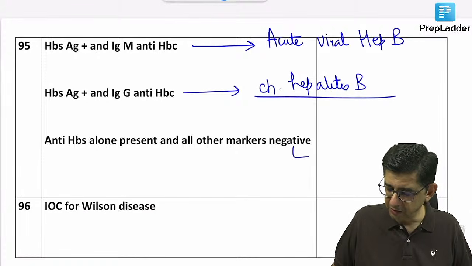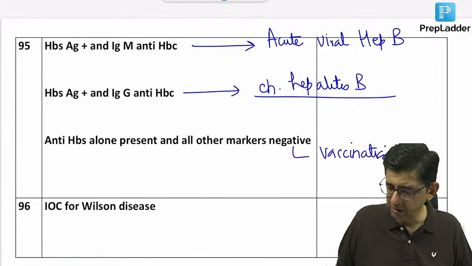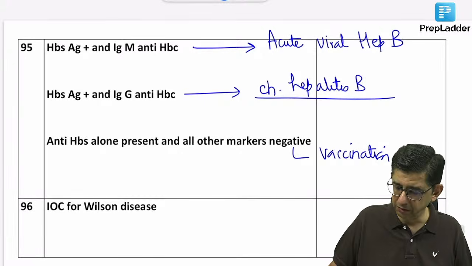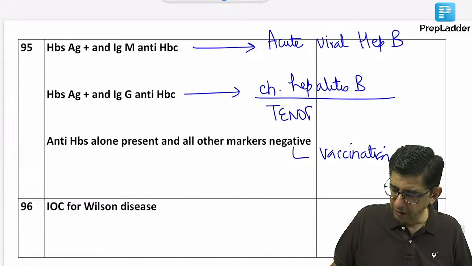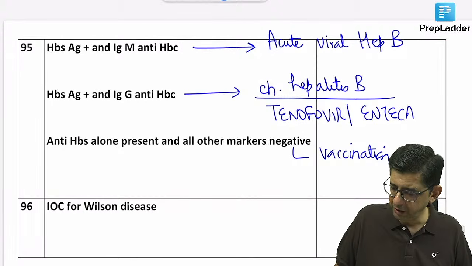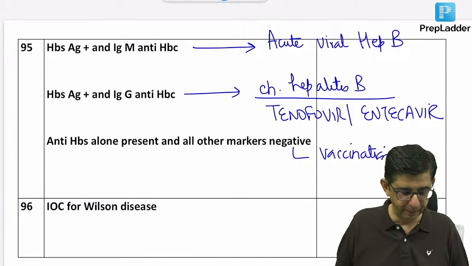Yeah, the last one is vaccination. That is understandable: everything is negative, but the person has anti-HBs present. That would be vaccination. For management, we can use tenofovir or entecavir; either of the two can be used. We can use PCR for monitoring the response to treatment in the patient.